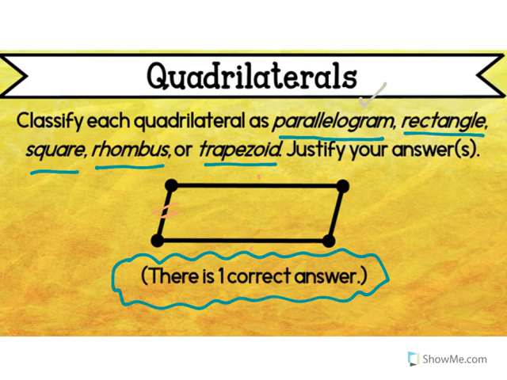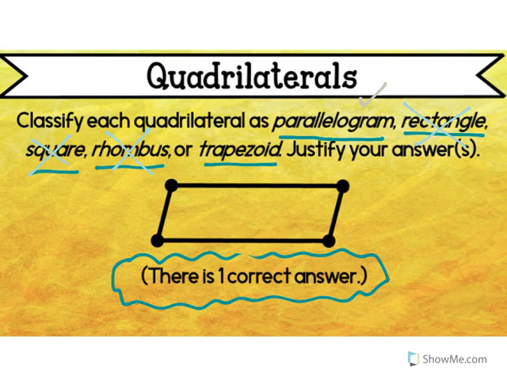So let's look. A rectangle, we just learned, has 4 right angles. Does this have 4 right angles? No, it doesn't, so it can't be a rectangle. A square has 4 right angles and equal sides. Does this? No, there's no 4 right angles and the sides aren't the same. A rhombus has no right angles. I see no right angles. But it also has 4 equal sides. So is it a rhombus?